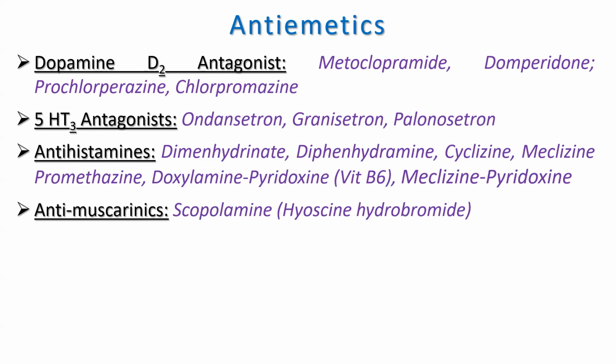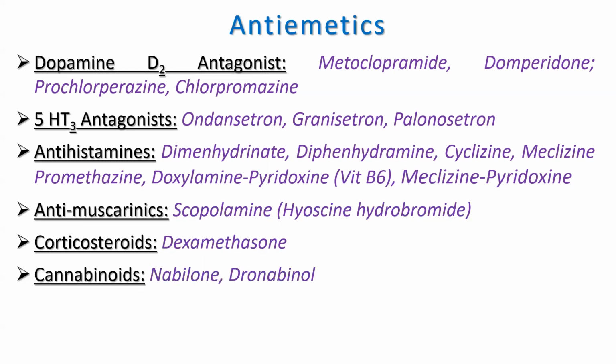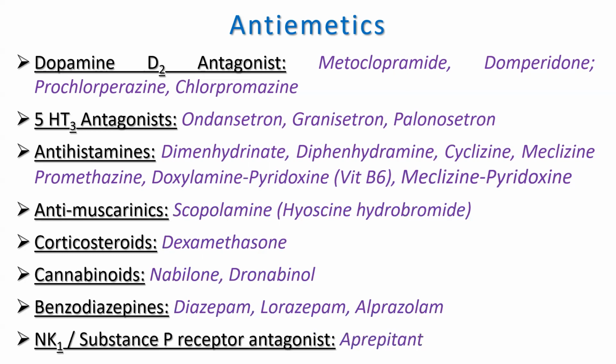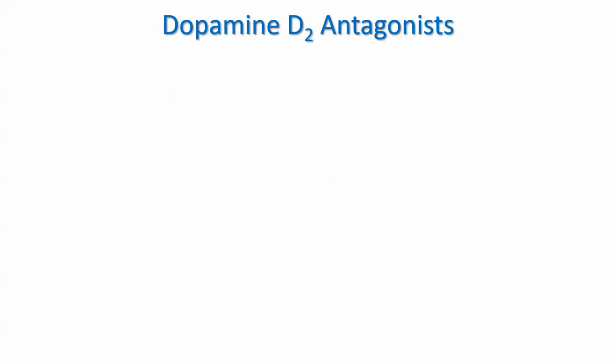Then you have antimuscarinics like scopolamine, which is also hyoscine hydrobromide, and this is used for motion sickness. And then corticosteroids like dexamethasone, which is more of an adjuvant, an add-on drug, and then cannabinoids like dronabinol, and then you have benzodiazepines. You have done all of these, huh? And then you have neurokinin 1 receptor antagonist, which blocks substance P, and one of them is aprepitant. So let's talk one by one about all of these in the next 20 minutes.